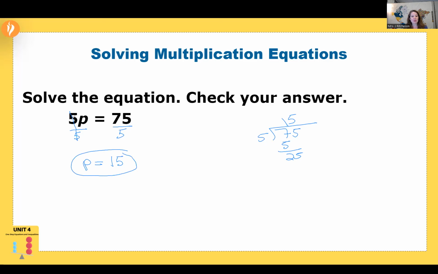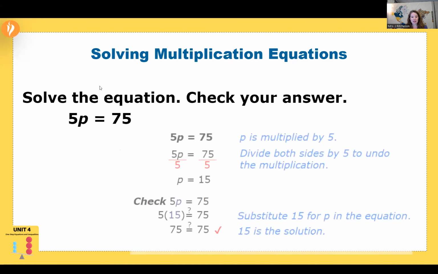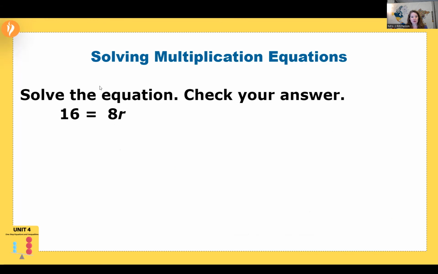If you plug it in, double check your answer. Does 5 times 15 equal 75? It sure does. So our answer is correct.